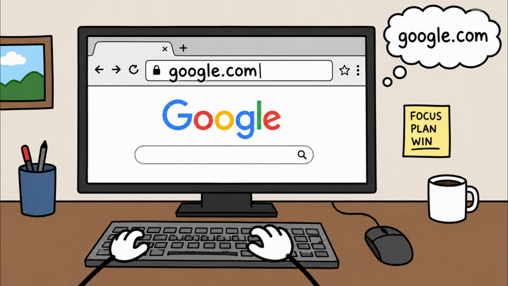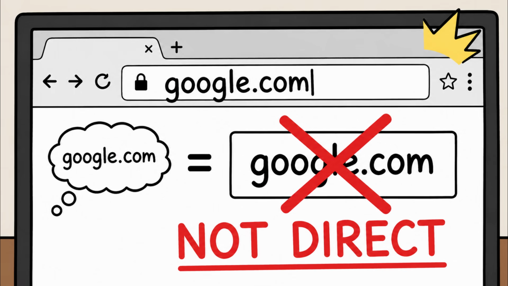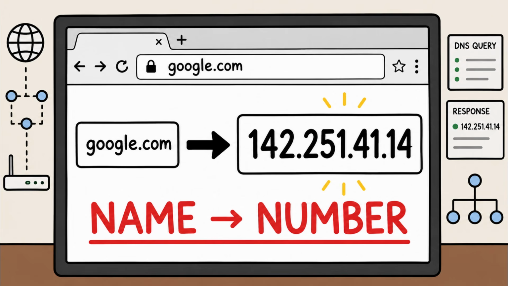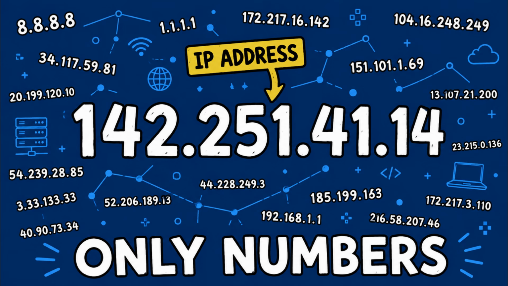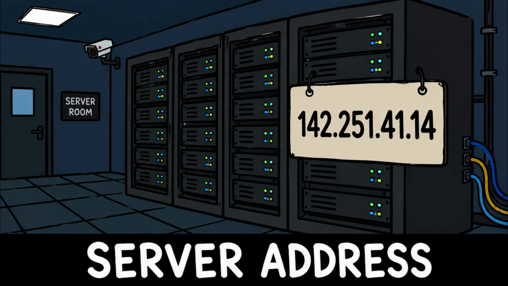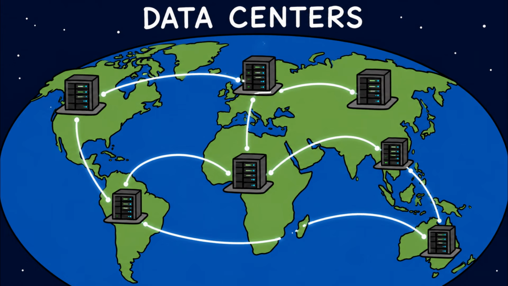When you type google.com into your browser, you think you're going to google.com. You're not. You're actually going to 142.251.41.14. No domain name exists on the internet, only numbers. Those numbers are IP addresses, the actual addresses of servers sitting in data centers around the world.